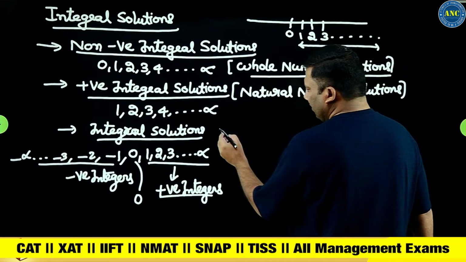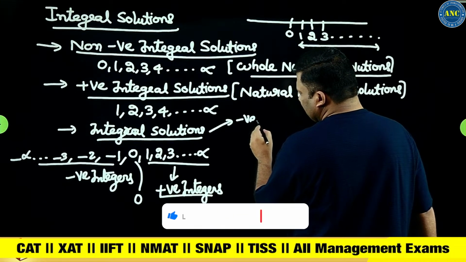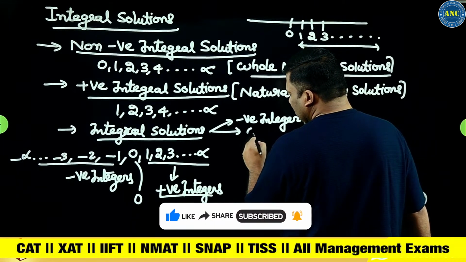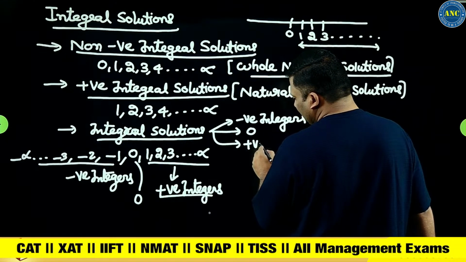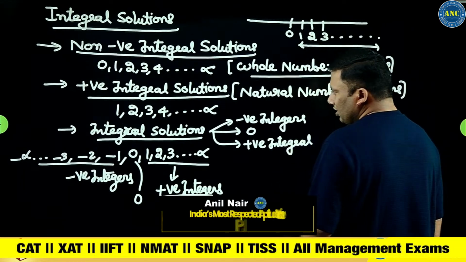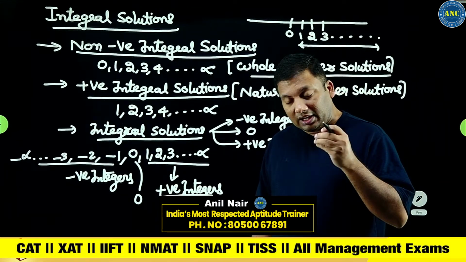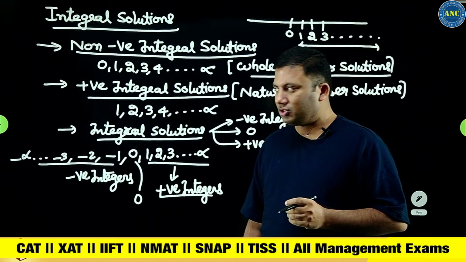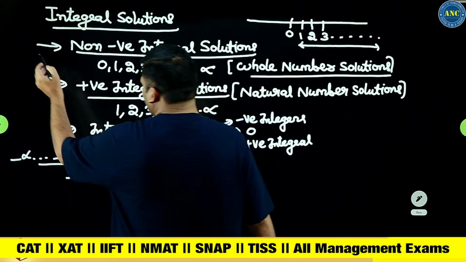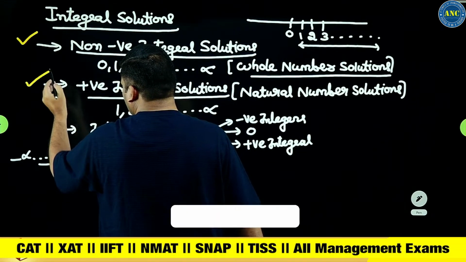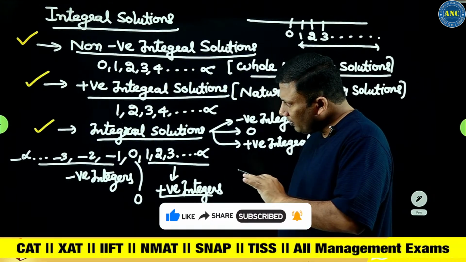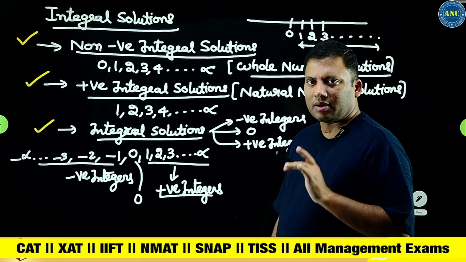That means integral solutions is a combination of 3 values: one is negative integers, another is 0, another is positive integers. The entire problems we are discussing today are based on these 3 concepts: non-negative integral solutions, positive integral solutions, and integral solutions. All the questions will be of this format.